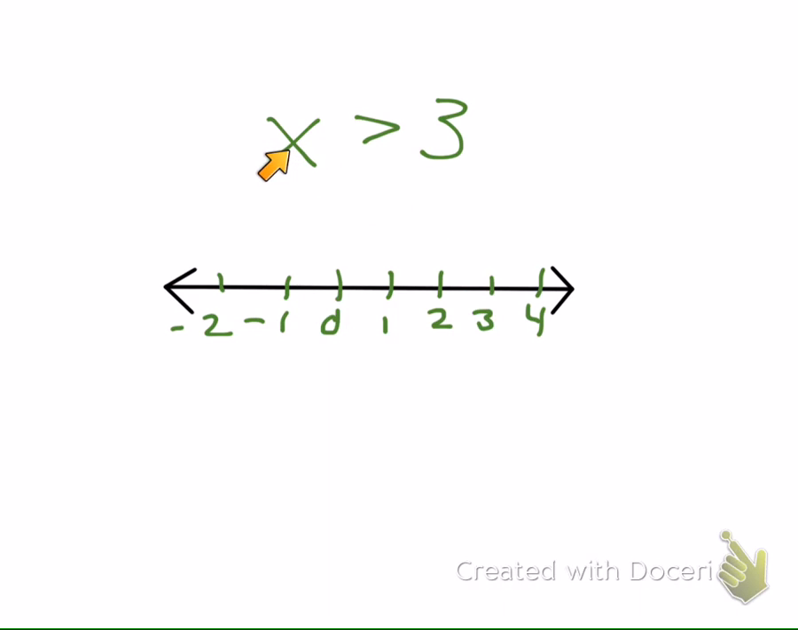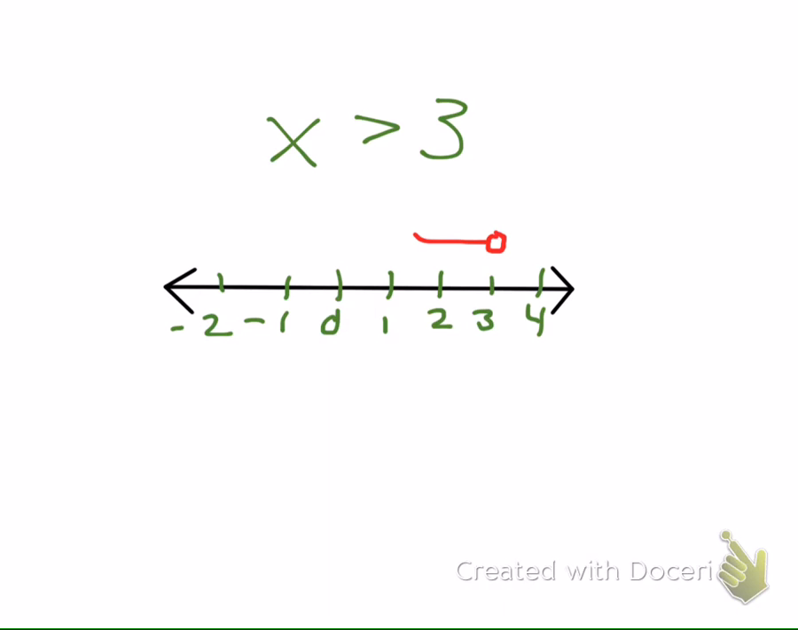Would 3 make this true if you plugged in 3 here? Would that be a true statement? No, because it'd be 3 greater than 3. That's not a true statement, right? So I'm going to put a circle on 3, or a dot on 3, and I did not fill the circle in. The reason I did not fill the circle in is because 3 doesn't make this true. We'll talk about what we do if it does make it true in just a second.